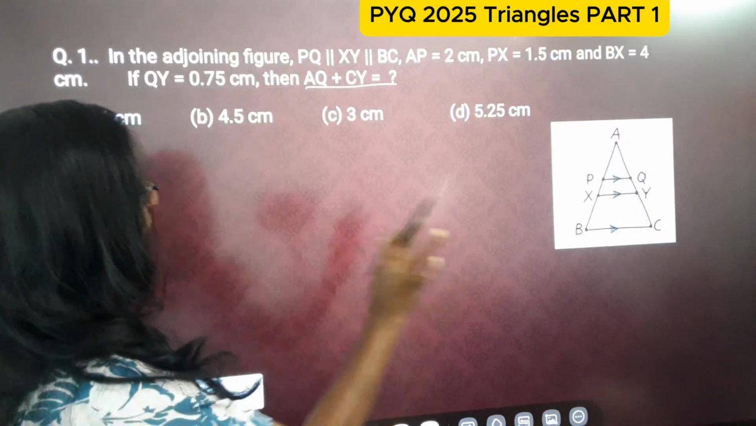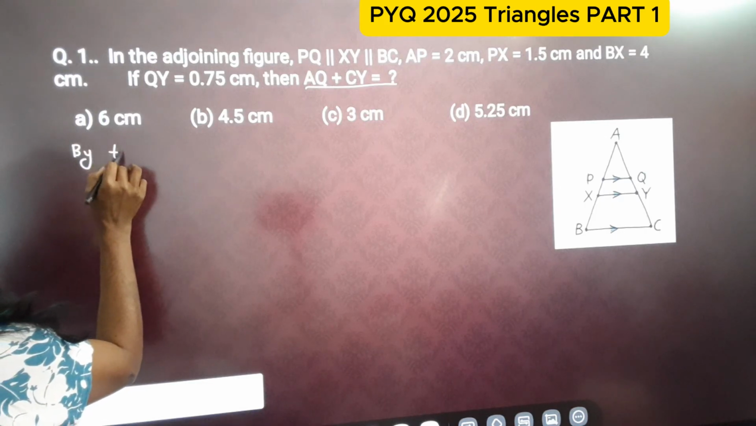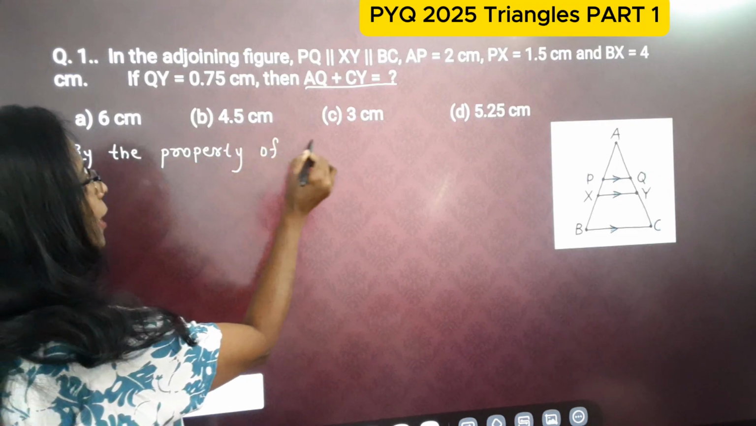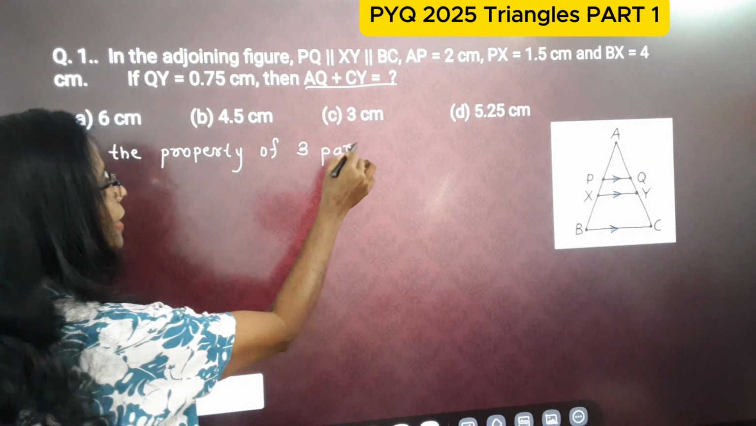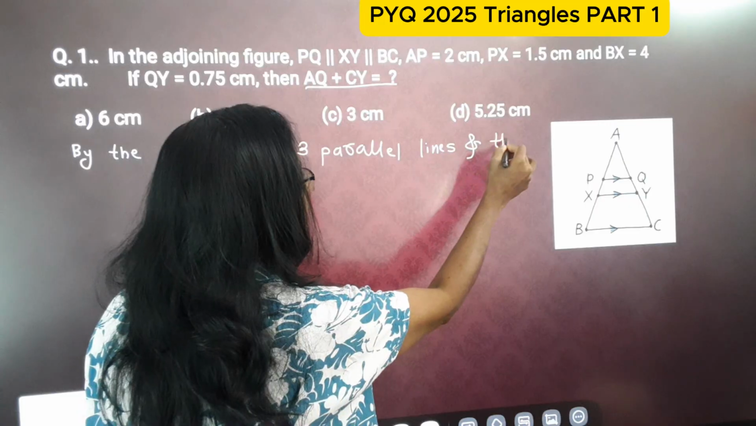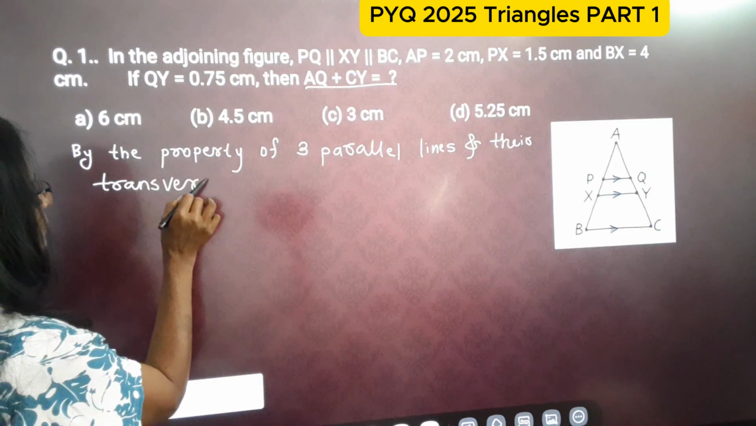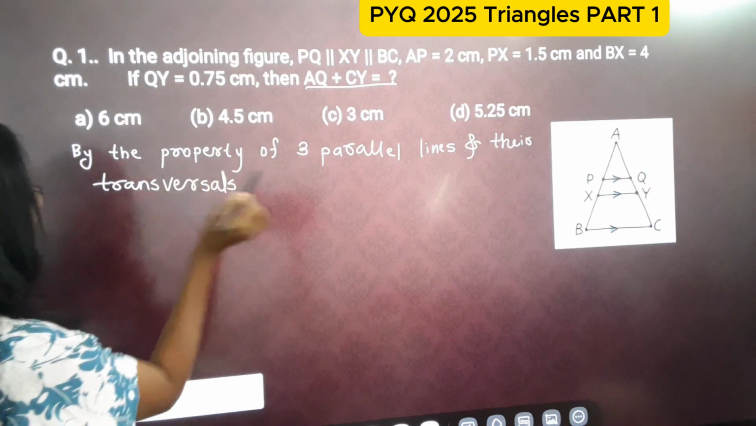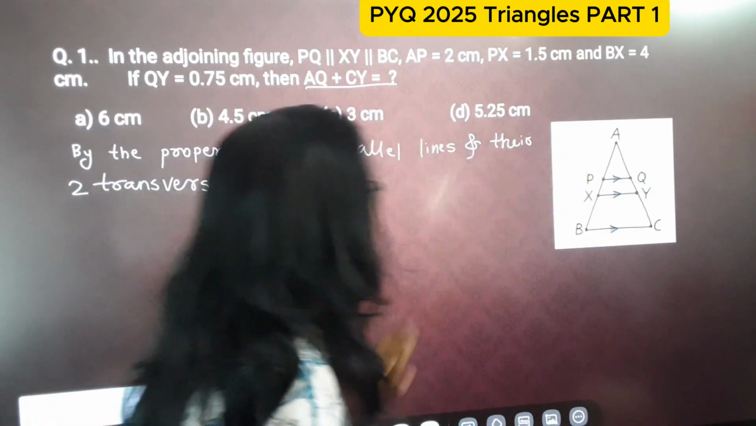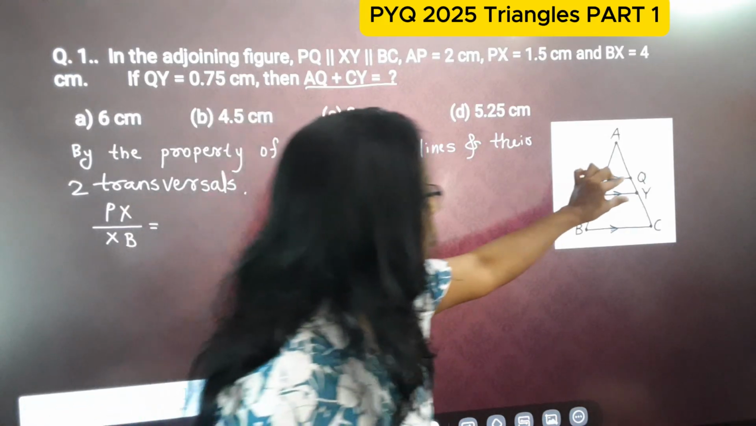So first I write here, by the property of three parallel lines and their two transversals. The property is that PX upon XB is equal to QY upon YC.